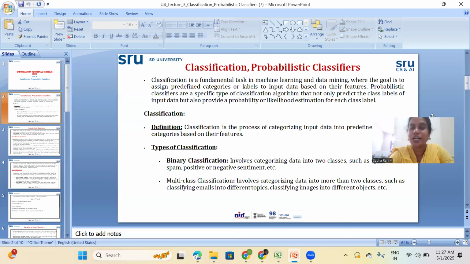it involves categorization of data into two classes, like positive or negative, pass or fail, high or low, good or bad, and so on. So the types of classification are binary classification, where we divide data into only two classes, and multiple class classification, where it involves categorization of data into more than two classes, such as classifying emails into different topics, images into different objects, and so on.